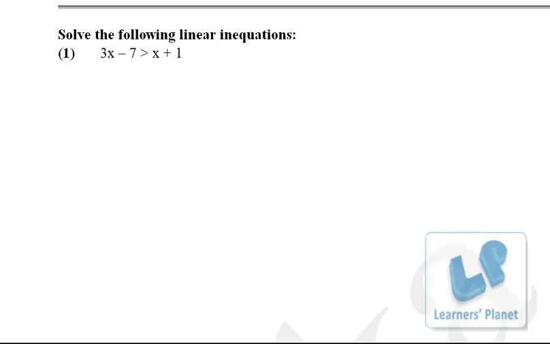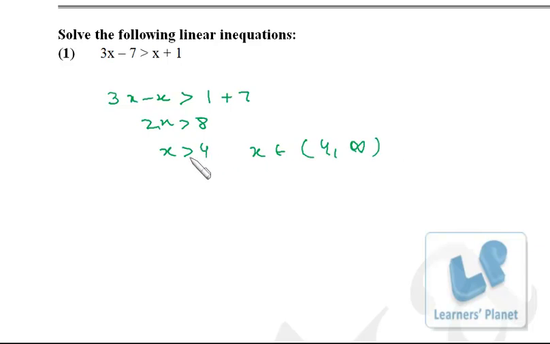Now let's start solving the linear inequations. These are very simple ones. 3x minus 7 is greater than x plus 1. Just shift x to the left hand side, 3x minus x, and take 7 to the right hand side. It's minus 7, it will go this side and it will be plus 7. Right? So 2x is greater than 8. That means x is greater than 4, or you can say x is between 4 to infinity. Since it is the greater than sign only, you just use the circle bracket. Okay, so pretty simple.